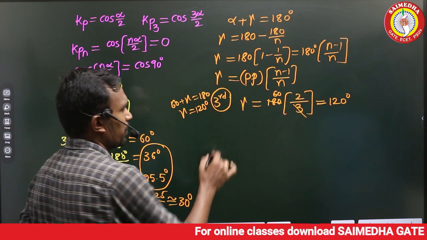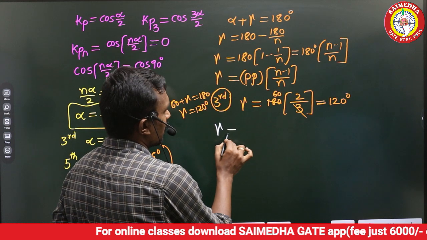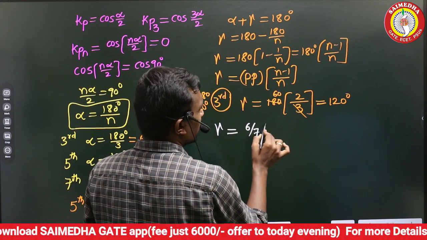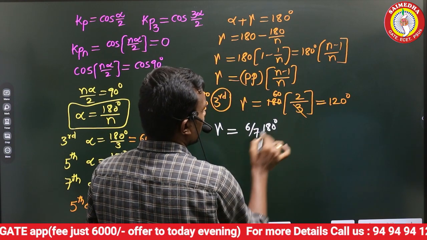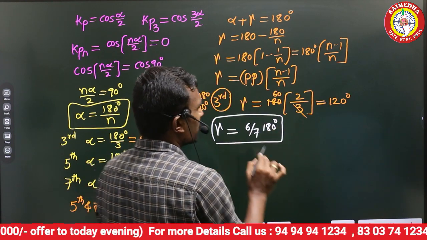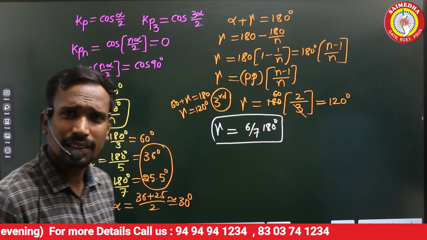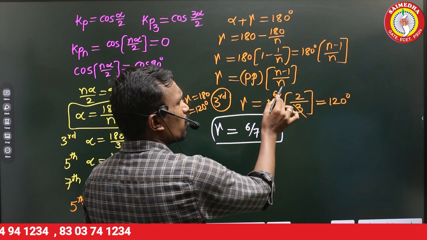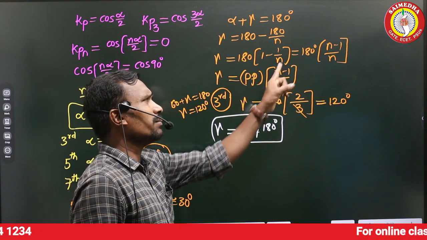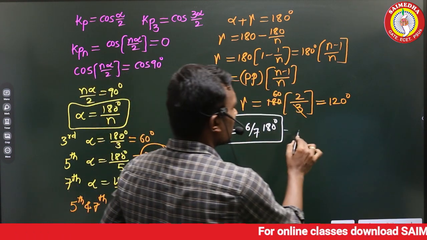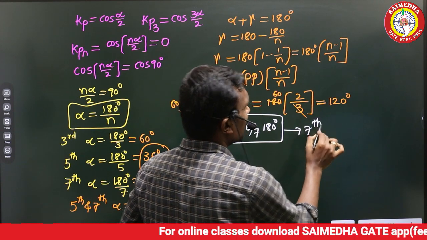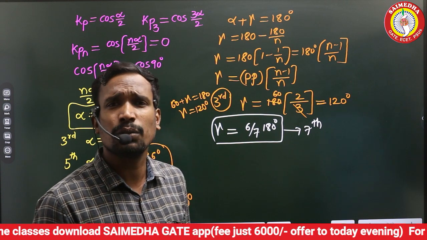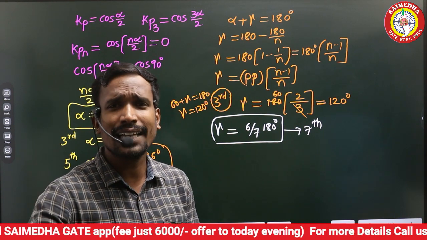For example, if they give you that the coil span is equal to 6 by 7th of the full pitch, or 6 by 7th of the 180 degrees, then which order harmonics are eliminated? Simply n minus 1 out of n, that is 7 minus 1 out of 7. So 7th order harmonics are eliminated.